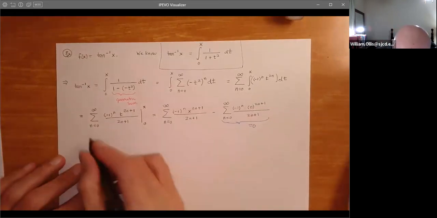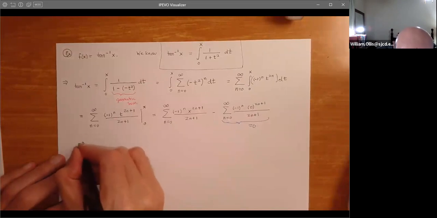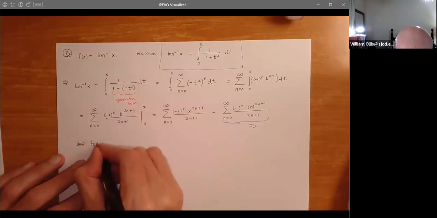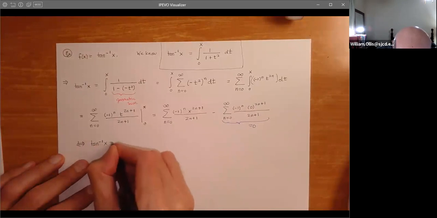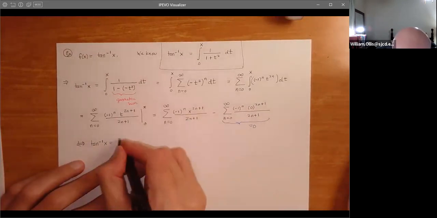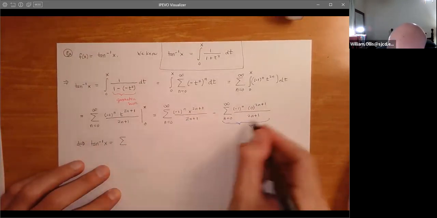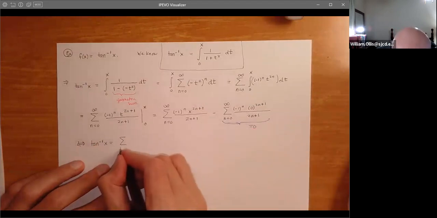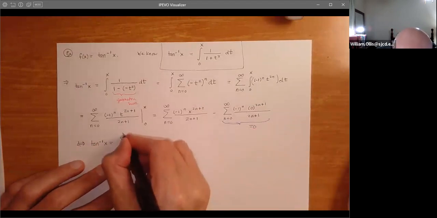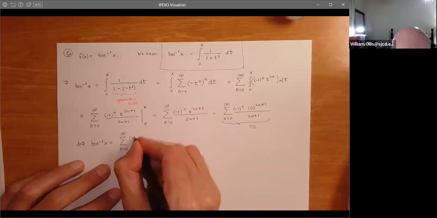So what are we left with? I'll just do an if and only if. Inverse tangent of x equals this series right here. So the constant, again, turned out to be 0. And this is just a better way of doing it.